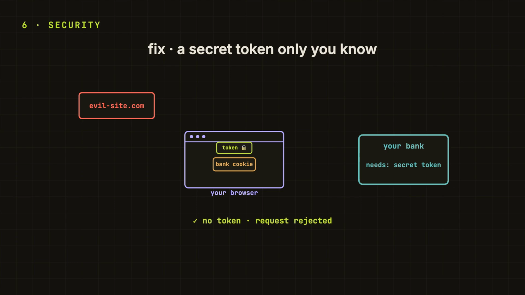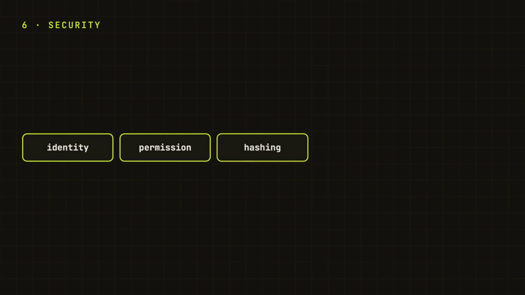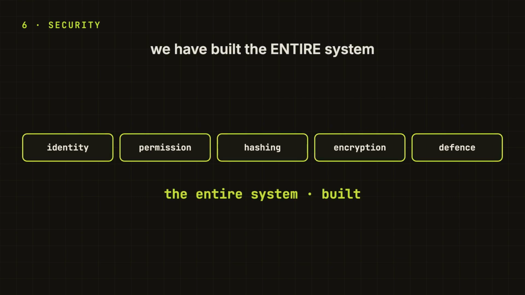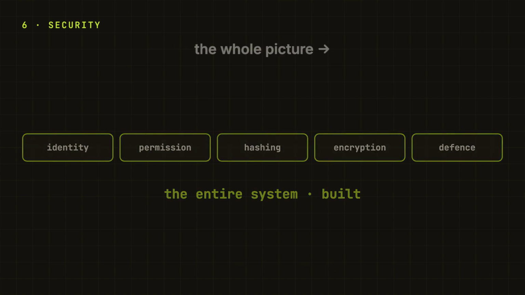So, in our store, security means proving identity, checking permissions on every action, hashing passwords, encrypting everything, and defending against the common attacks. And with that, we have actually built the entire system end to end. So, let's step back and see the whole thing together.